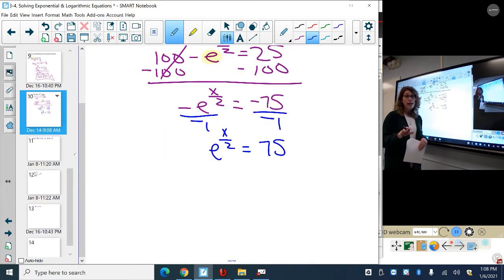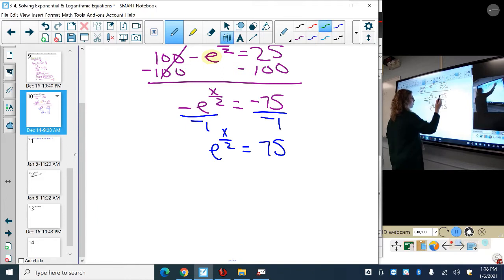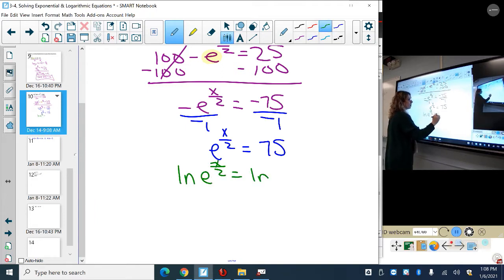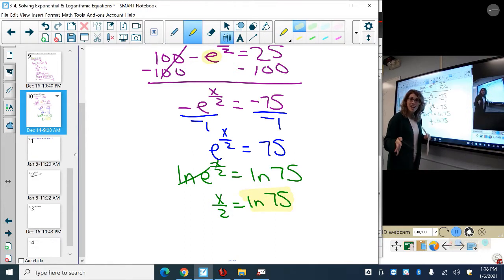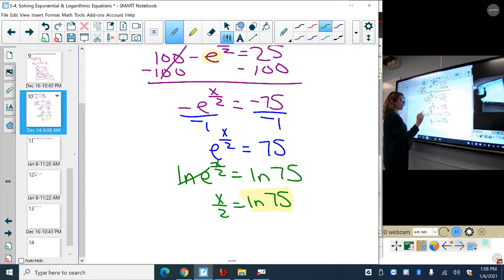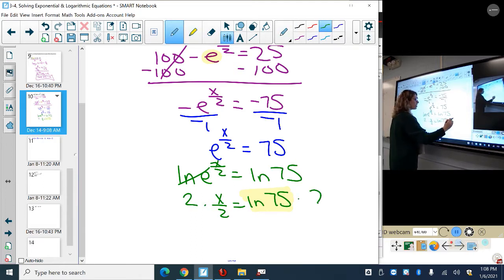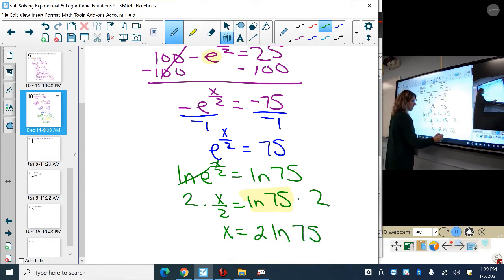Now, this is an e. E is a base of 2.718, yes? So all I'm going to do is simply take the natural log of both sides. The natural log and the e cancel out, and I'm left with x over 2 is equal to the natural log of 75. This natural log of 75 is just a number. I'm going to take that number and multiply it by 2. So I'm going to have 2 times the natural log of 75.